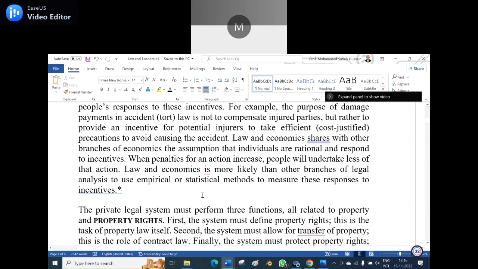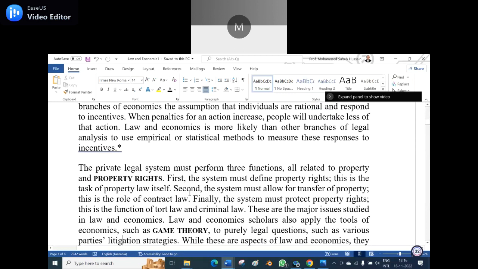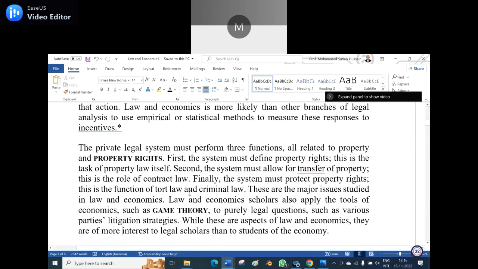So law and economics is more likely than other branches of legal analysis to use empirical or statistical methods to measure those responses to incentives. The incentives can be made depending upon various other factors. As I told you, if the age is more, the maintenance is more. If the age is less, the maintenance is less because there is a chance for a second marriage. Sure, Prof.